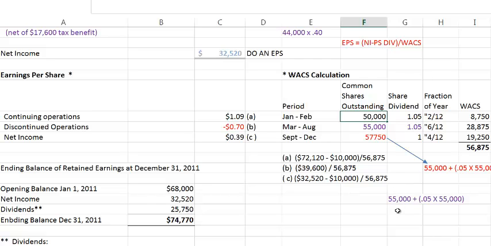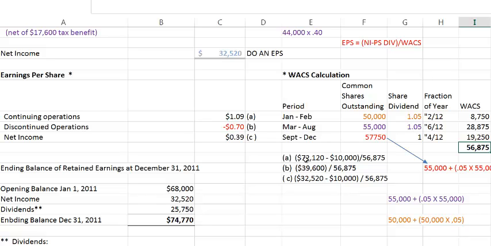So this guy here is 50,000 plus 50,000 times 0.05, right? So this guy here in, let me see if I could get in brown, is the same as this guy in brown. So 50,000 times 1.05 is the same as issuing a 5% share dividend on 50,000 and adding it to the original 50,000. So now this amount is going to be the number of shares that would have been outstanding for 2 of the 12 months, and that's going to give me a WACS for 2 months of 8,750.